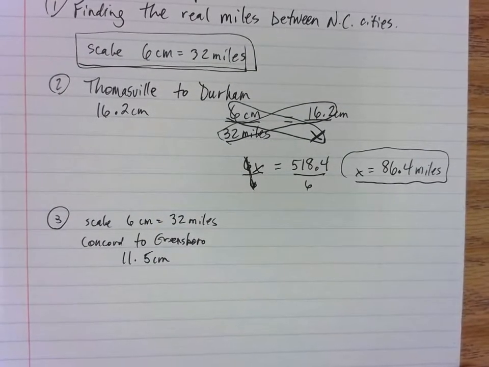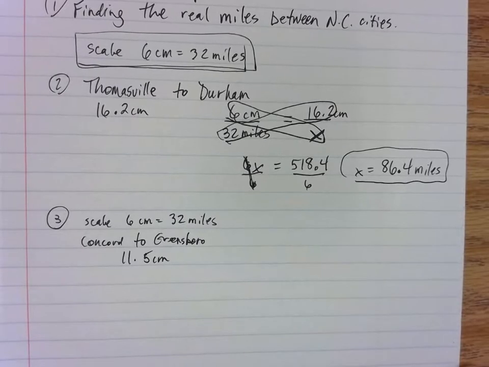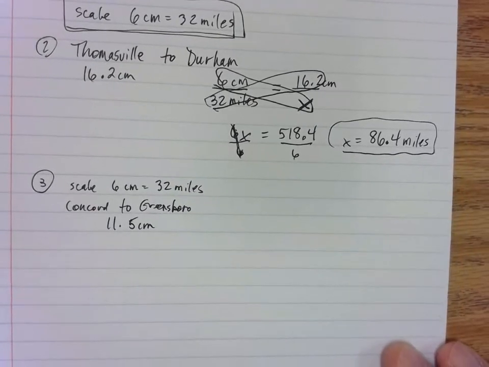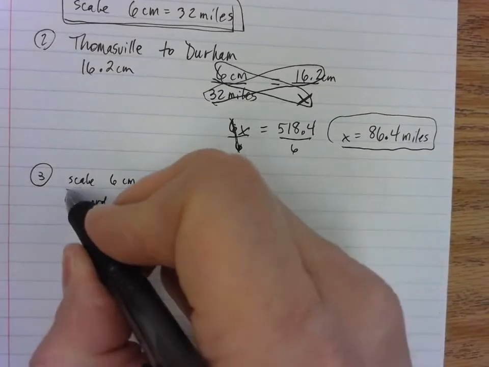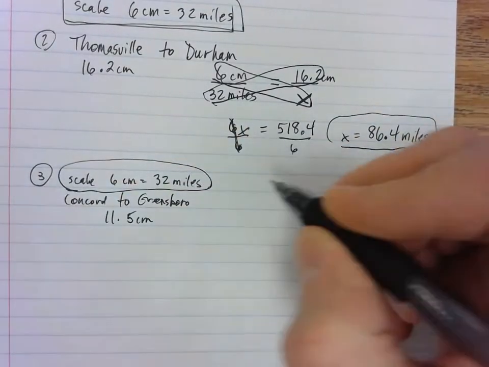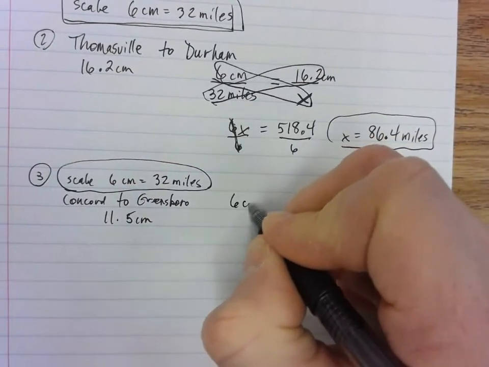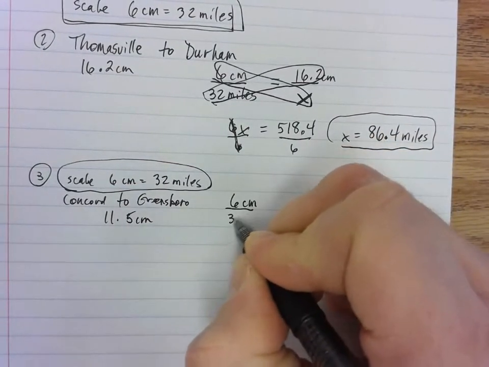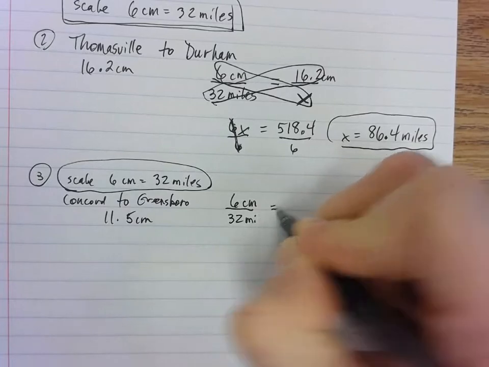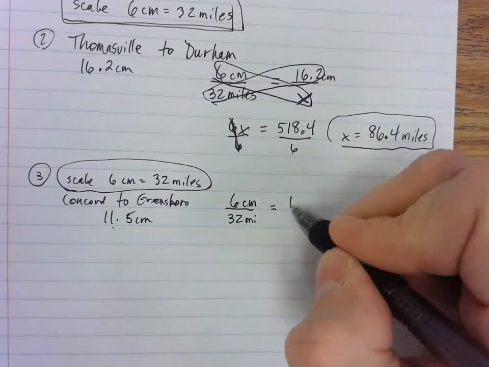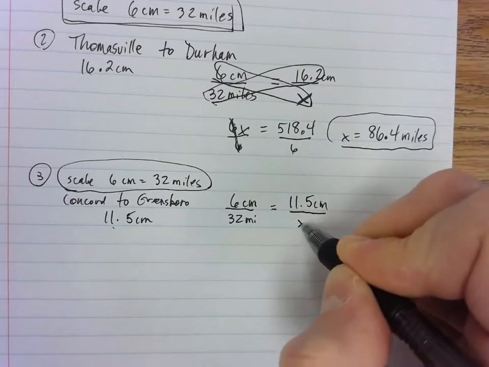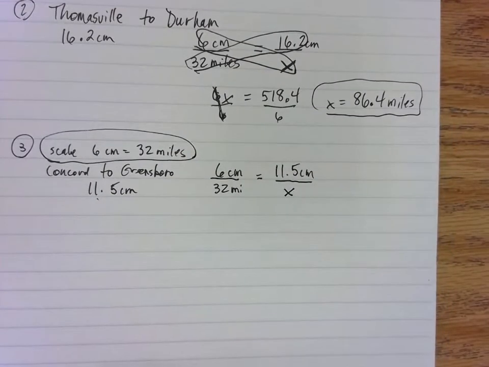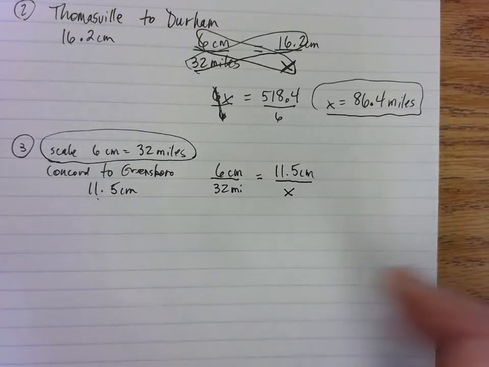All right, so we're going to take that measurement and turn it into the real miles between Concord and Greensboro. If we could drive in a straight line or fly in a straight line from Concord to Greensboro, how many miles would that be? So again, you always want to start with the scale. Put that first. So that's 6 centimeters over 32 miles equals 11.5 centimeters over x. Okay, so we got our proportion set up. Now we're going to do some cross product work and solve it.